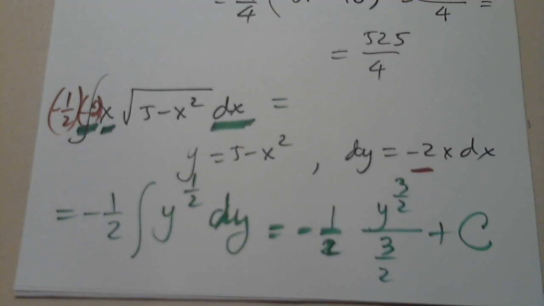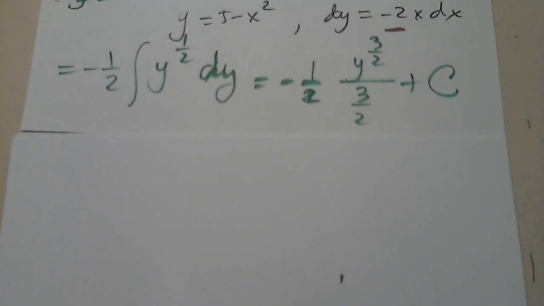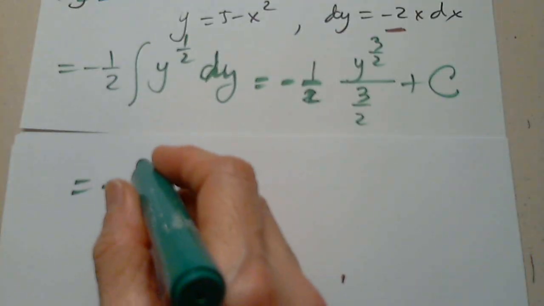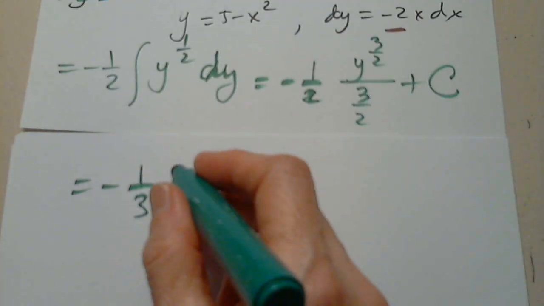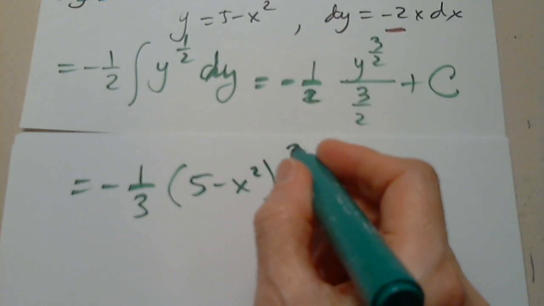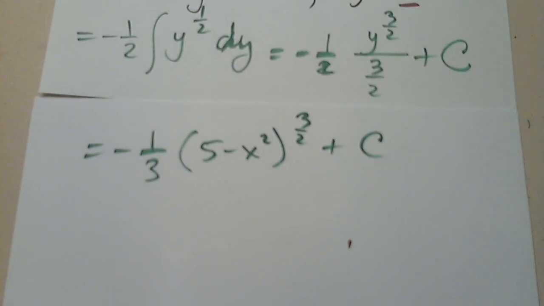I increase the power by 1, I got 3/2, and I have to divide by the same number. And now I flip to 2/3, and I simplify, and I get negative 1/3. You can write it whichever method you want to use: 5 minus x squared to 3/2 plus a constant c. Because it's an indefinite integral, we have to go back to the variable that was given.